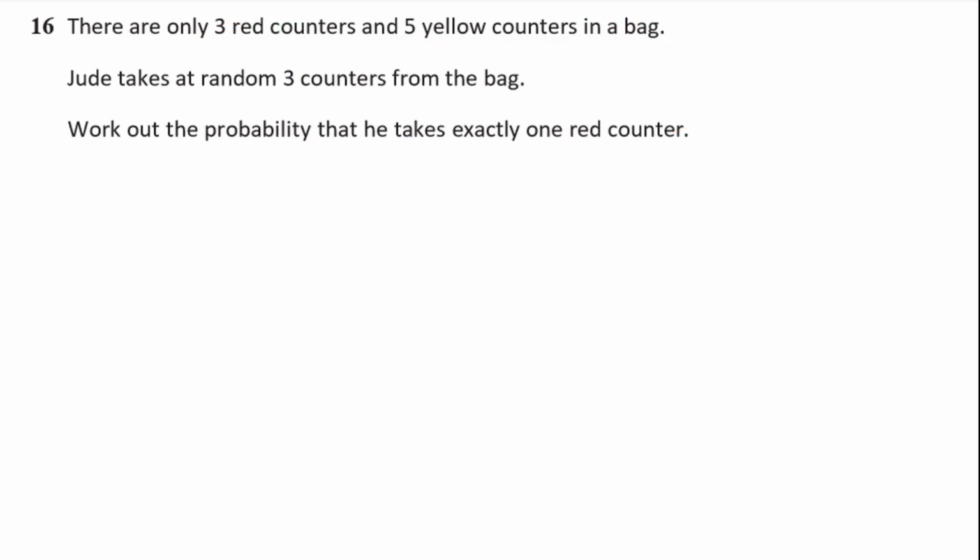Question 16. There are only 3 red counters and 5 yellow counters in a bag. Jude takes at random 3 counters from the bag. Work out the probability that he takes exactly 1 red counter.